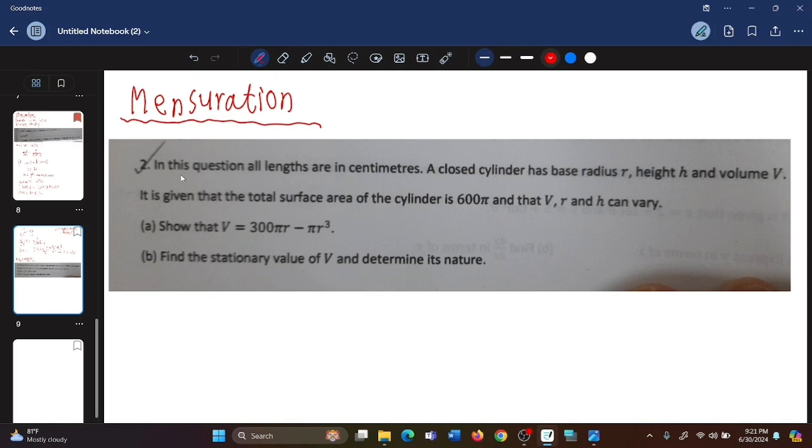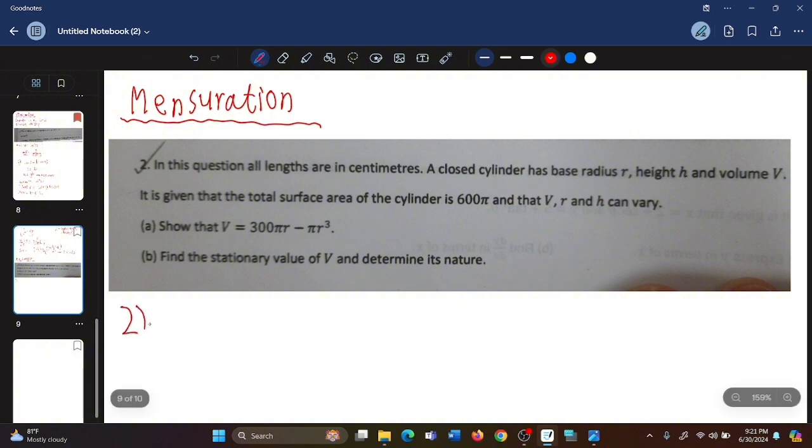So this question says that in this question all lengths are in centimeters. A closed cylinder has a base radius r, height h and volume V. It is given that the total surface area of the cylinder is 600 pi and that V, r and h can vary. V is the volume, r is the radius and h is the height of the cylinder. A, show that V is equal to 300 pi r minus pi r cubed. So in this case we are not provided with the equation, we are told to show the equation. So let's first show it.